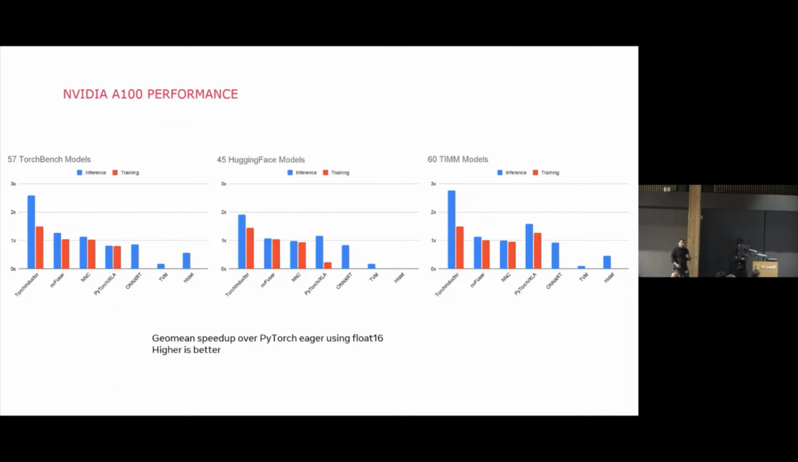TorchBench, which represents research models that were highly cited, and it's a really diverse set of benchmarks. We then have Hugging Face, which is mostly transformer models, and then we have TIM, which is primarily vision models. And we can see that TorchInductor is generating speedups of around 2x for inference and around 1.4x for training. And it's outperforming a lot of other different compiler technologies out there.